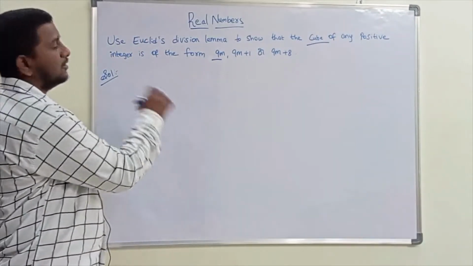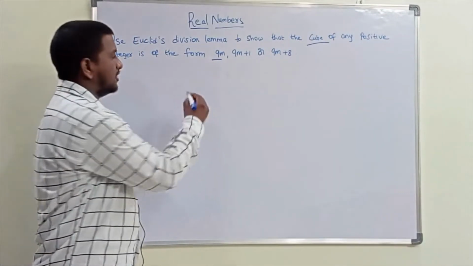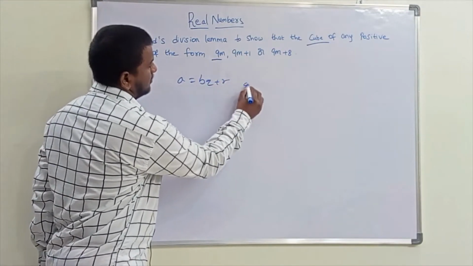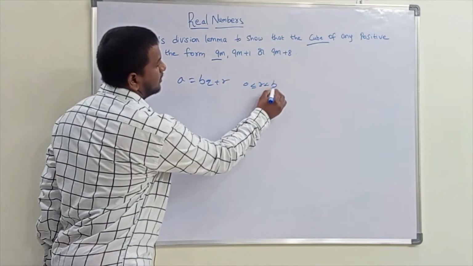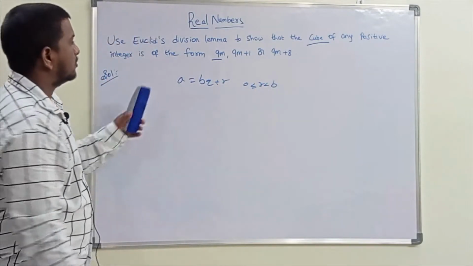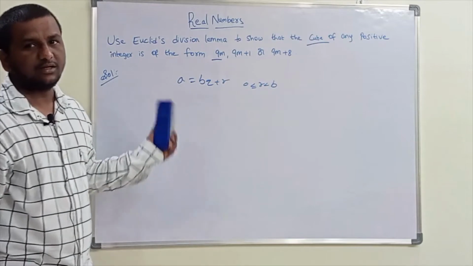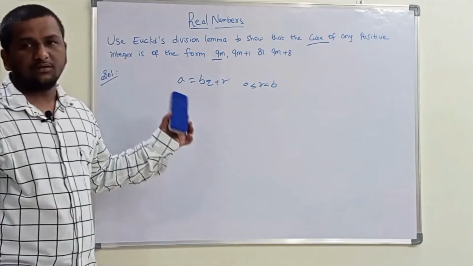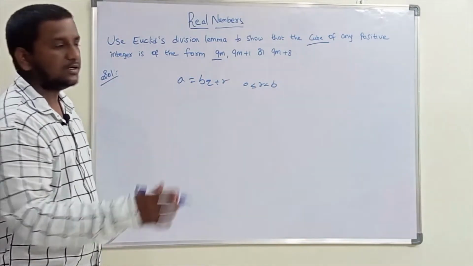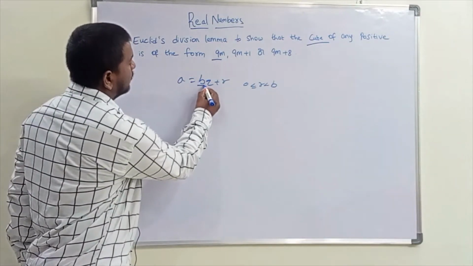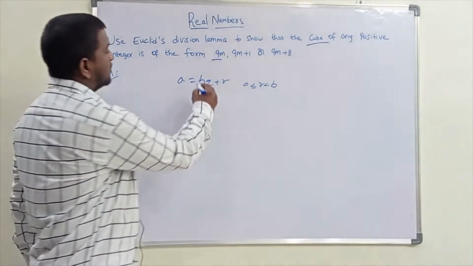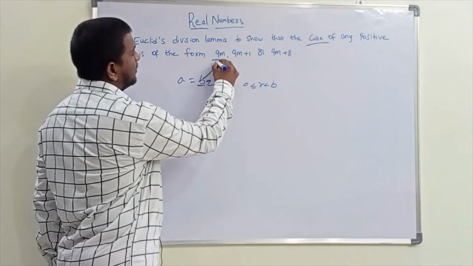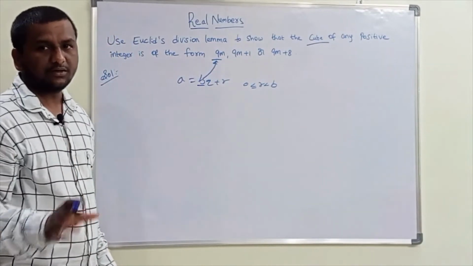So here let's state the Euclid's division lemma like a is equal to bq plus r, 0 less than or equal to r less than b here. Okay, so a is some integer, a can be any integer. So what is the value of b here? In this problem no hint is given, so now we need to see what should be the value of b such that if it is multiplied by this one, it gives us the perfect cube.